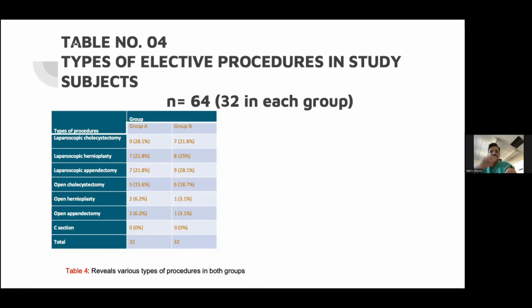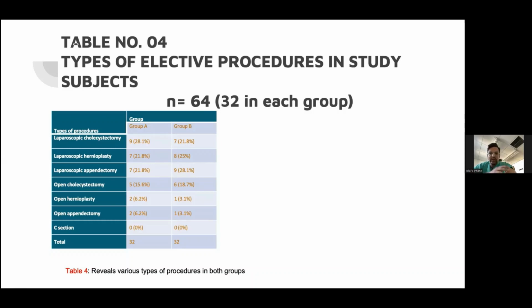Laparoscopic appendicectomies, these are elective or interval appendicectomies, 7 in group A, 9 in group B. Open cholecystectomies are 5 in group A, 6 in group B. Open hernioplasties, 2 in group A and 1 in group B. Open appendicectomies, 2 in group A, 1 in group B. Cesarean sections, we do not have those.